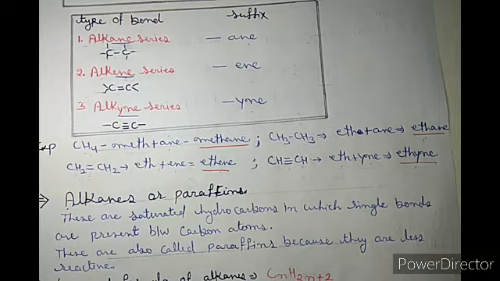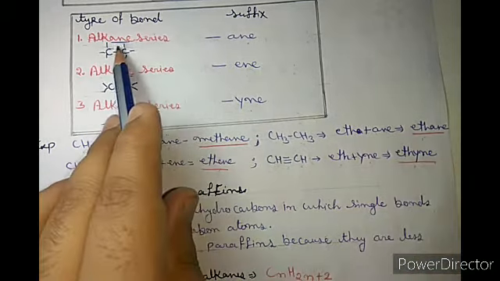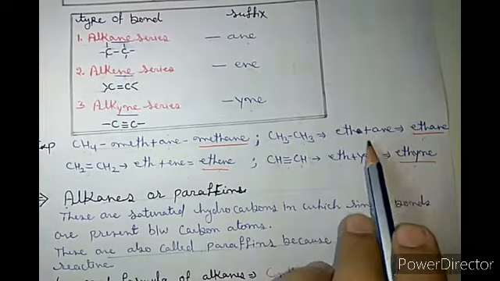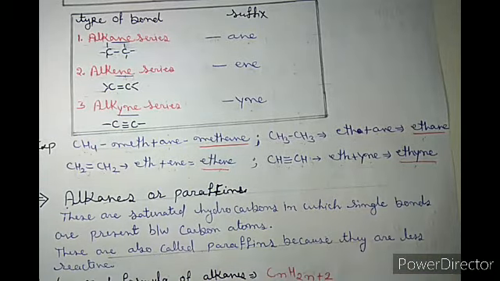Since there are 2 carbons, that is eth. 2 carbons, that is eth, and the 2 carbons are always saturated, with a single bond between the 2 carbon atoms. So because it is an alkane, the word ane is used. By combining them, its name becomes ethane.